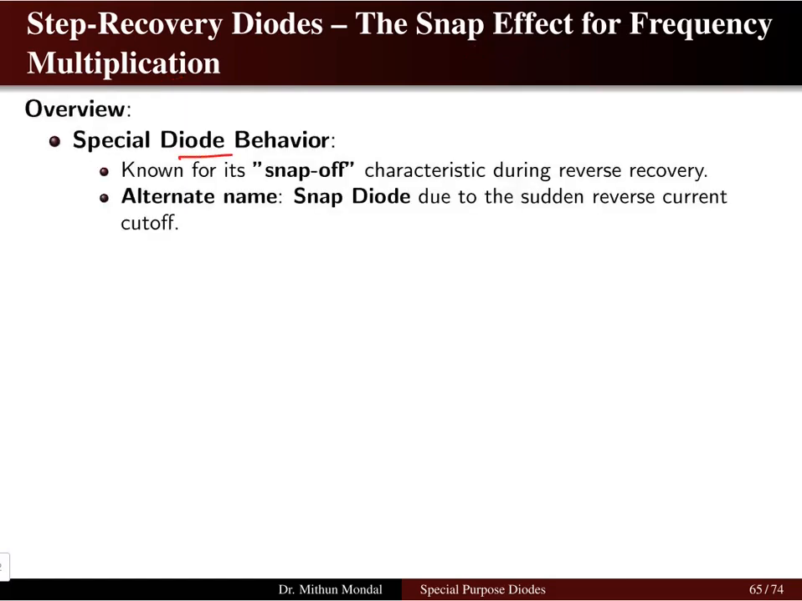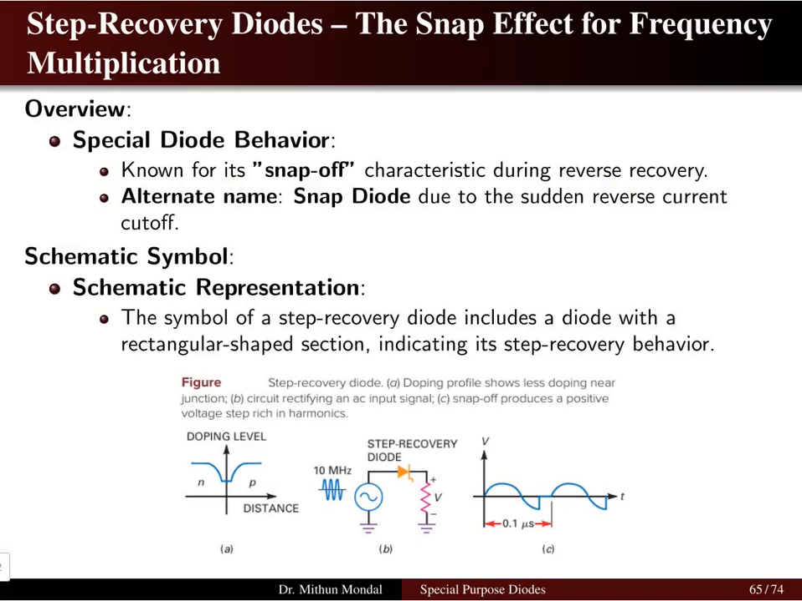The special behavior of this diode is known for its snap-off feature due to its reverse recovery. Its alternate name is the snap diode, due to the sudden reverse current cutoff. The schematic symbol of the step recovery diode includes an ordinary diode with a rectangular-shaped section, which indicates step recovery behavior.